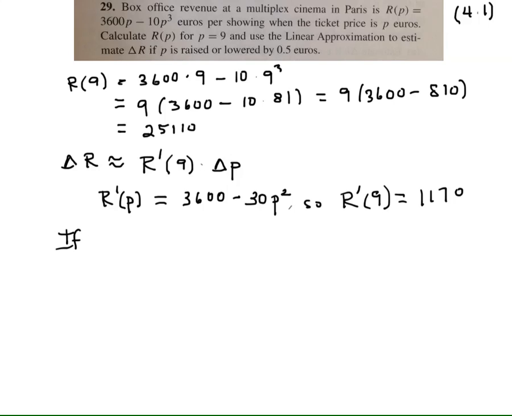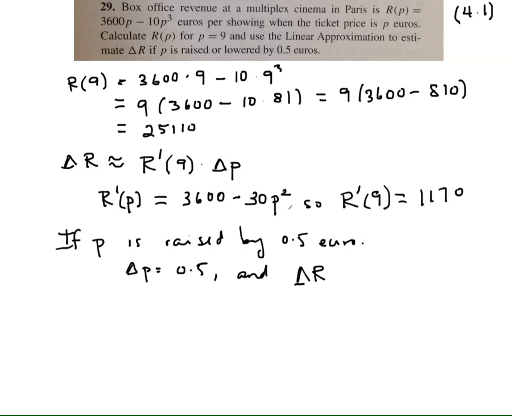So let's see, if p is raised by half a euro, then delta p is positive 0.5, and the change in the revenue is approximately, let's see, 1,170 times 0.5 would be 585 euros.